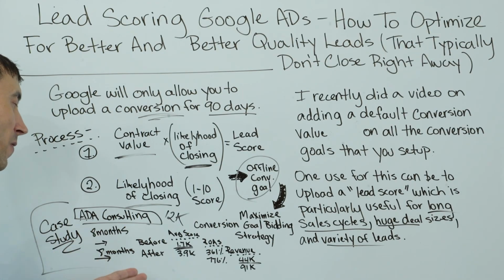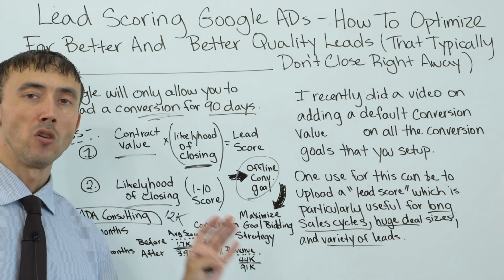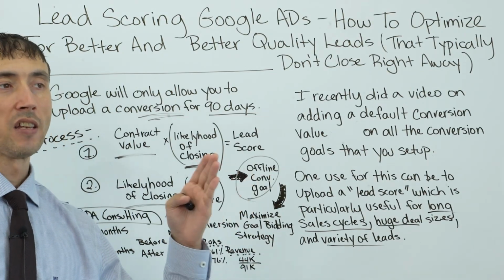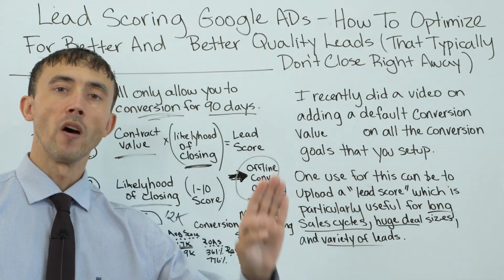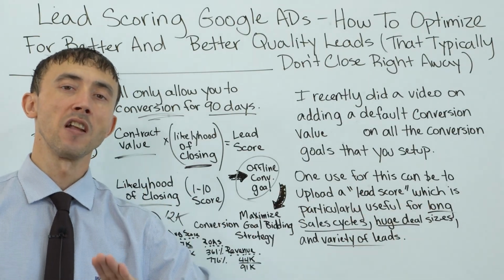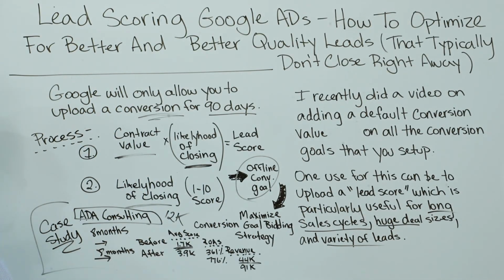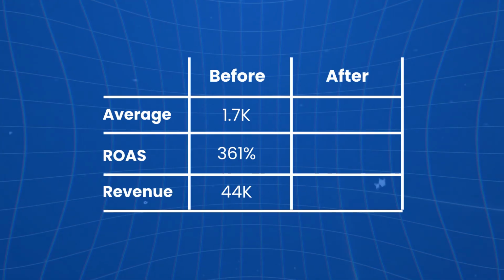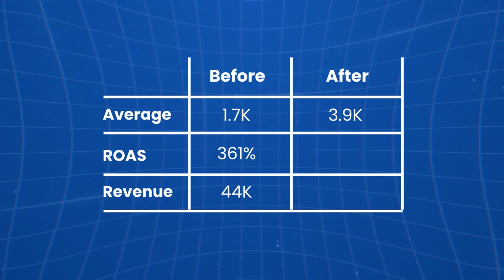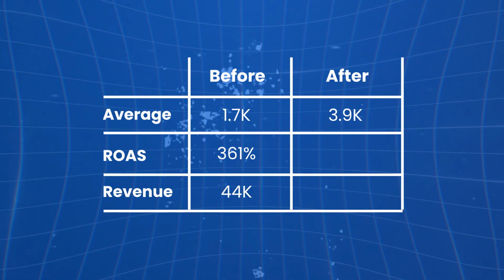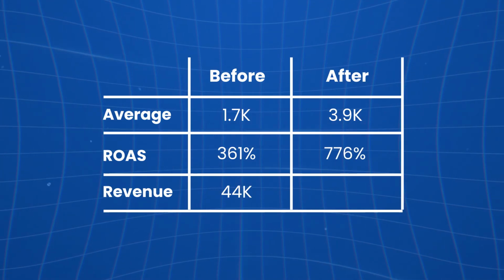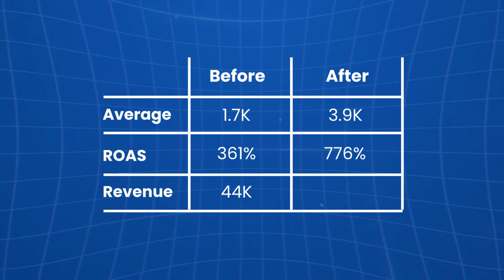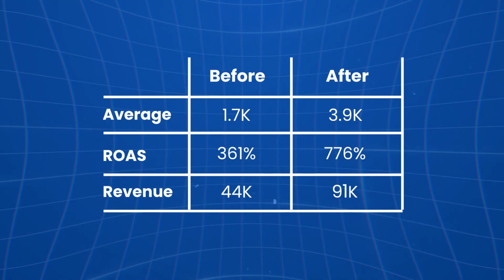Now, after that, to show you just how much using lead score makes a difference for a market like this, where there is a decent difference between one client or prospect that comes through and another, we started to use the maximize conversion value bidding strategy, like I mentioned before. After another 8 months of utilizing that data and having Google get more data, utilize it, and normalize our results, our average lead score went from that 1.7 to 3.9K on average, because we were using this method right here, the first one. 776% ROAS. So we more than doubled the ROAS, and the revenue went up from 44K to 91K.